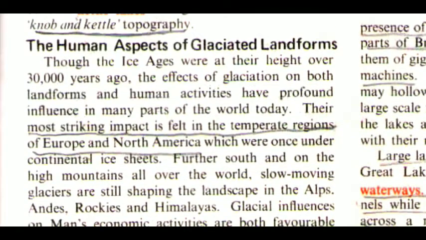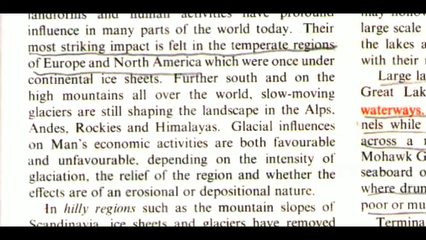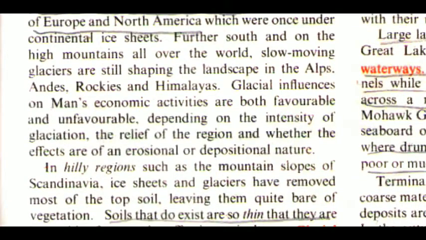Now we are going to read the human aspects of glaciated landforms. Though the ice ages were at their height over 30,000 years ago, the effects of glaciation on both landforms and human activities have profound influence in many parts of the world today. Their most striking impact is felt in the temperate regions of Europe and North America, which were once under continental ice sheets. Further south and on the high mountains all over the world, slow-moving glaciers are still shaping the landscape in the Alps, Andes, Rockies, and Himalayas.